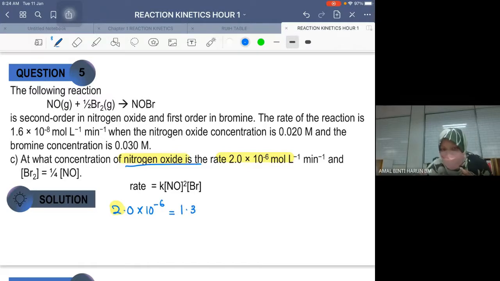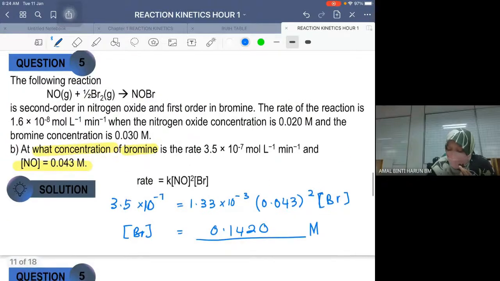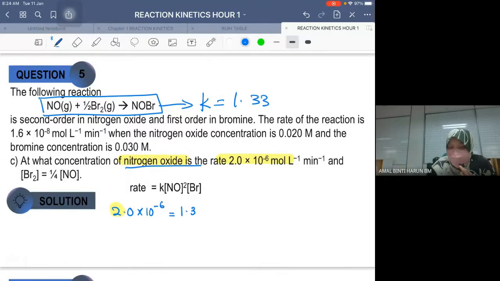Okay. K, nilai K constant tu in whatever concentration pun it will remain the same for the specific reaction. Maksudnya kita masih lagi dalam reaction NO dengan bromine to produce NOBr. So no matter what is the concentration, the value of K remains the same. Is 1.33 exponent negative 3. K dia kekal. That is the K.